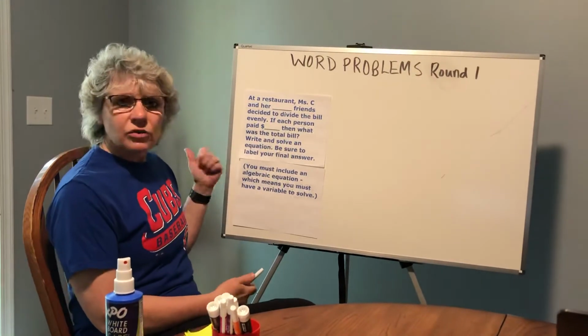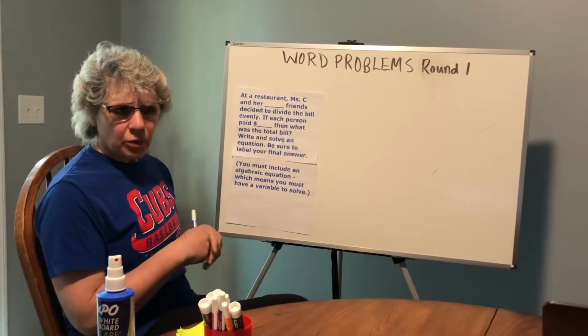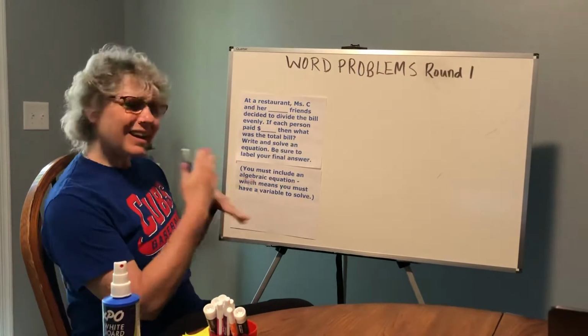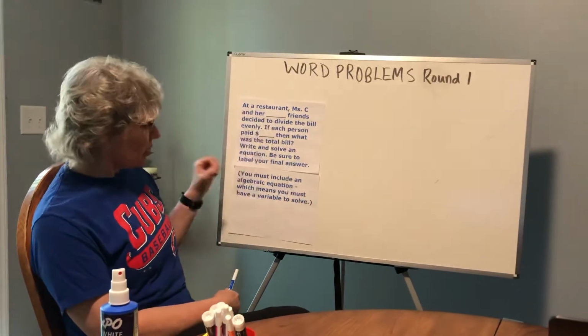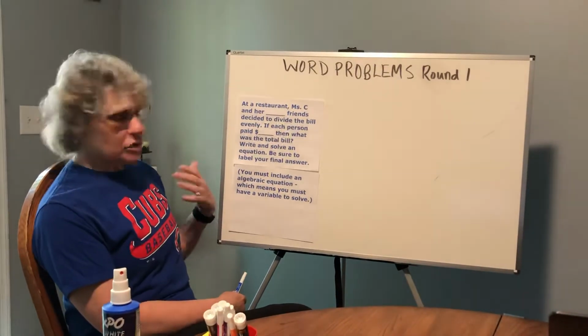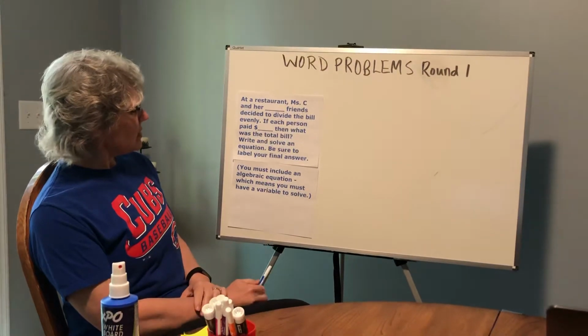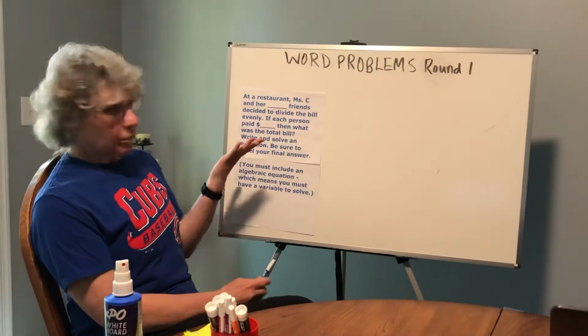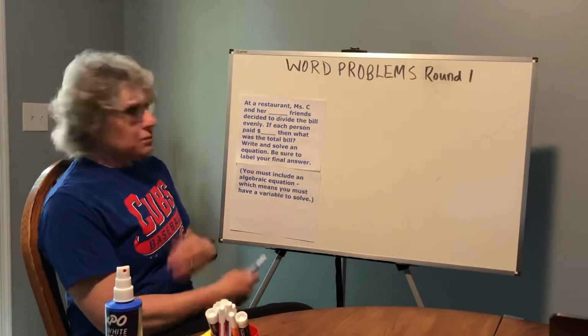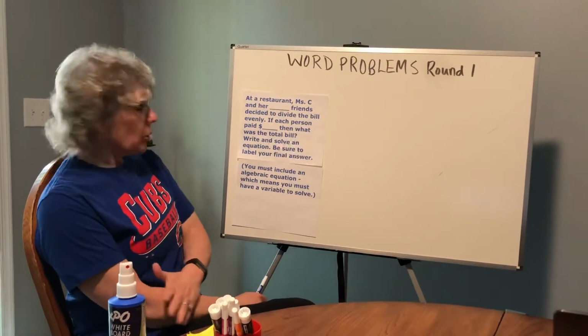What I have here is a word problem similar to the ones that I posted for the problem of the day on April 2nd. I kind of changed it up a little bit. Notice there are no numbers because I want to just look at the problem. So I'm going to read the problem, and it says at a restaurant, Miss C and her blank number of friends decided to divide the bill evenly. If each person paid so much money, then what was the total bill?